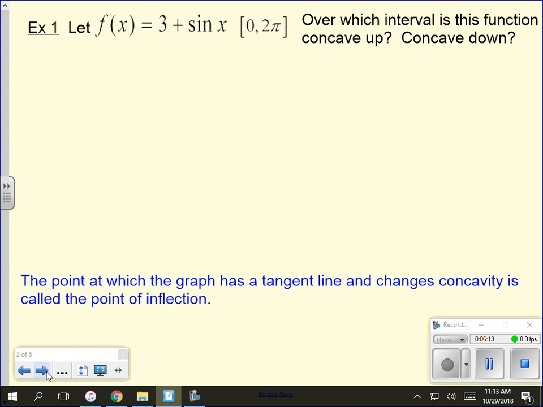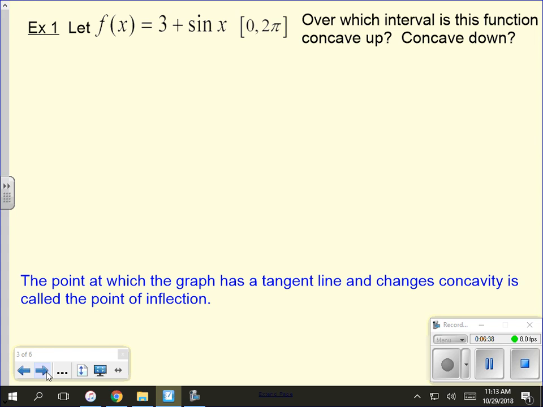Okay. So let's do an application. Let f of x equals 3 plus sine x on the interval from 0 to 2 pi. Because of trig functions, you really want to limit the interval. Otherwise, you're going to have repeated maxes and mins and concavities and all kinds of problems going on. So you really want to limit the interval whenever you're dealing with trig functions.